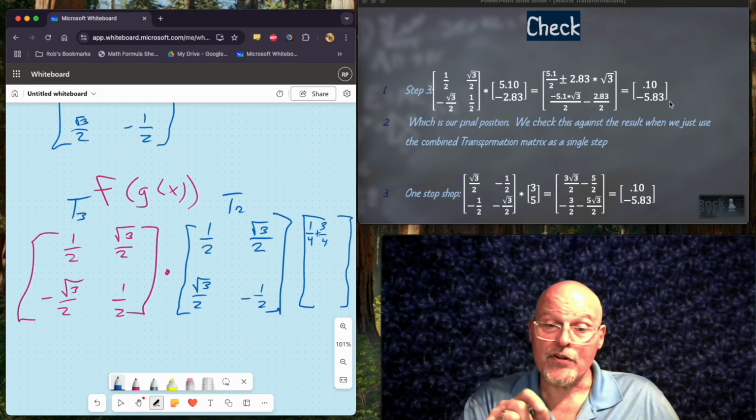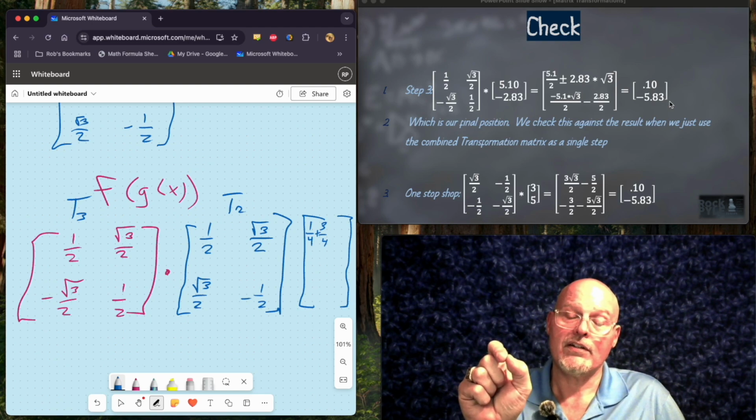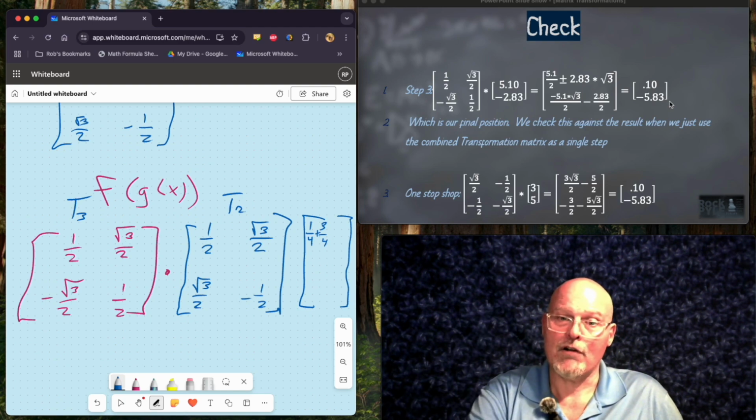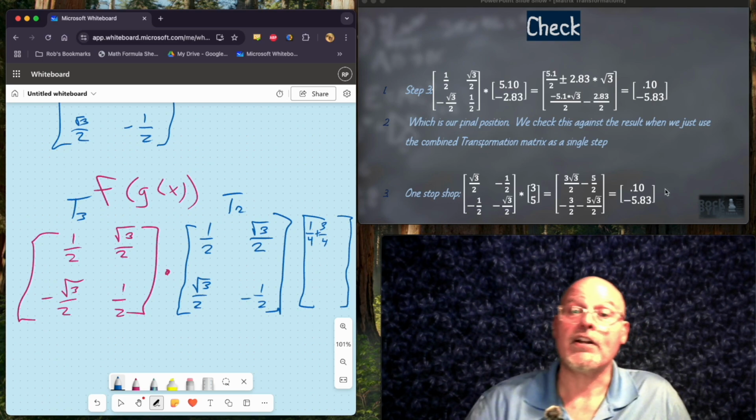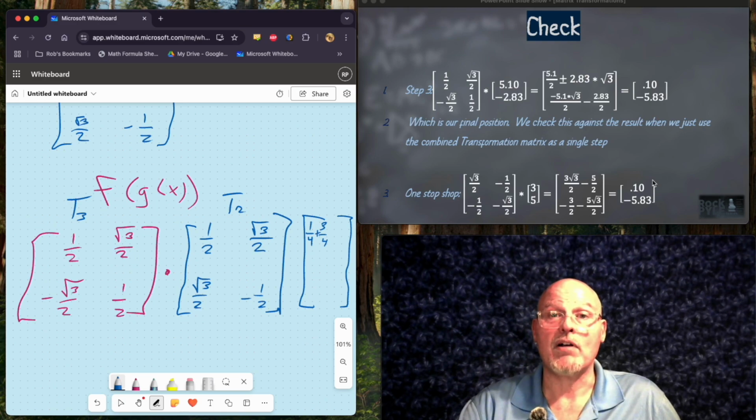Now the way to check that, after doing 3 separate rotations, so we went rotate, reflect, and then rotate. Now we're going to take our one-stop shop, the final transformation matrix, and apply that to the original point. And we have root 3 over 2 times 3 minus 5 over 2 and negative 3 over 2 minus 5 root 3 over 2, and that comes out to 0.1 and negative 5.83. So we've shown here that doing it step at a time and doing it with our single transformation end up with the same result, which means we've done the problem correctly.